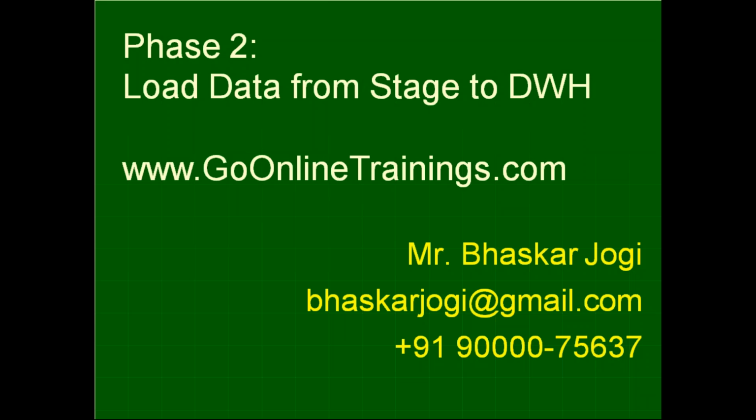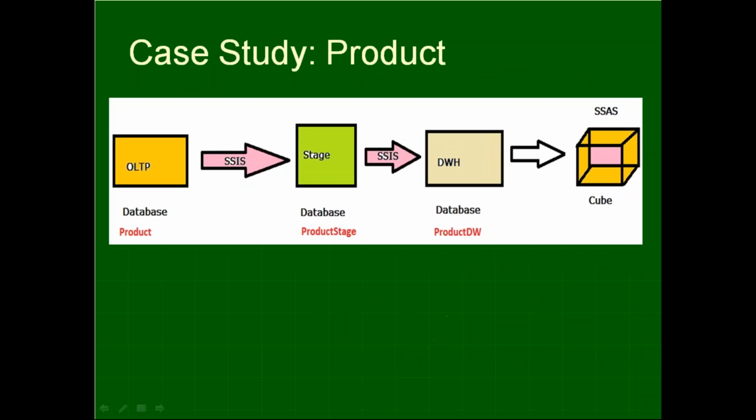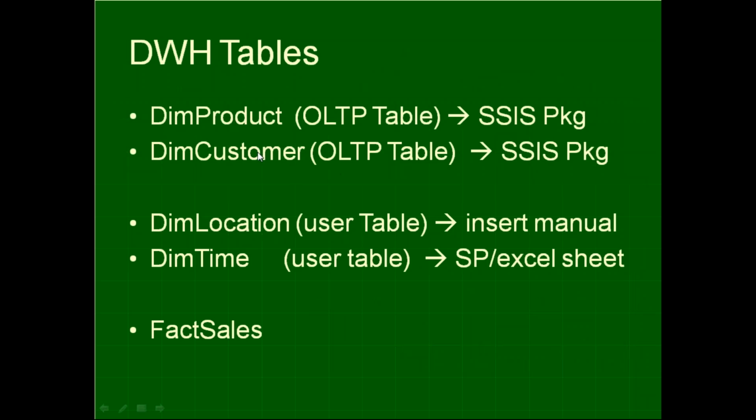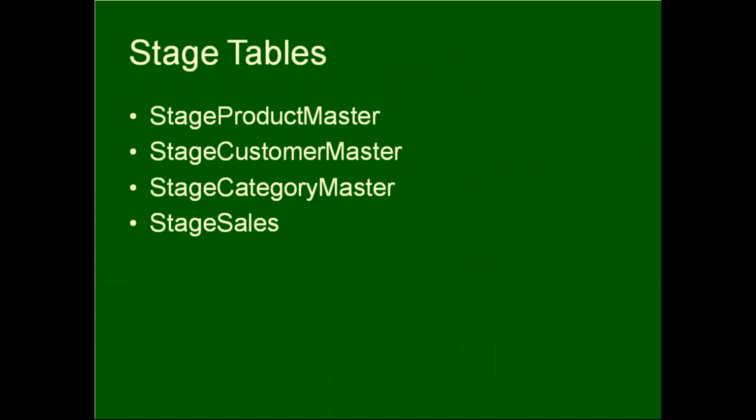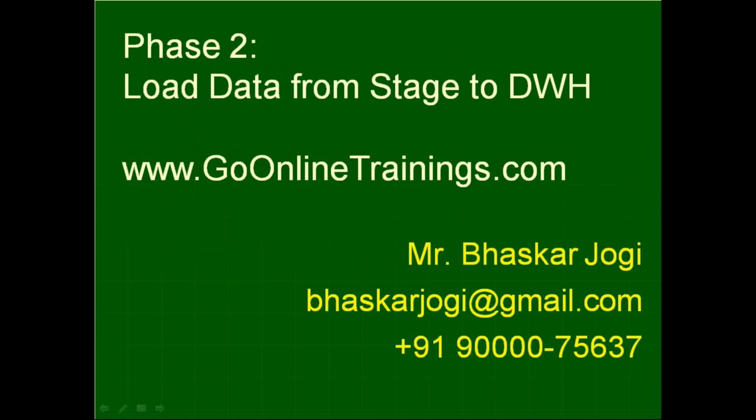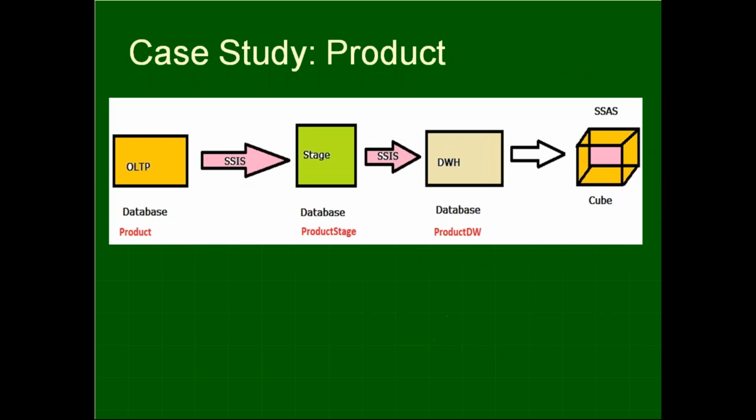And today we are going to load the data from the stage to the data warehouse. If you want to implement that, from stage to data warehouse, first you have to create the data warehouse tables. Whatever data you got, you already got four tables, right? So what are the four tables we have here? Product master, customer master, category master, and sales master. And you have to load the data from here to the data warehouse.